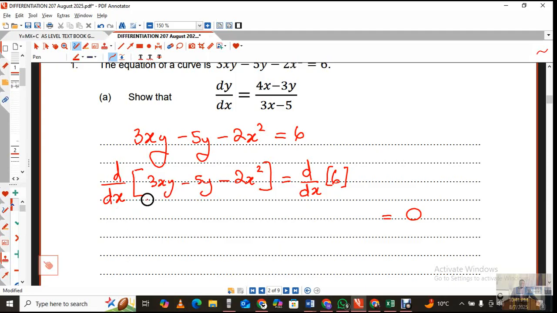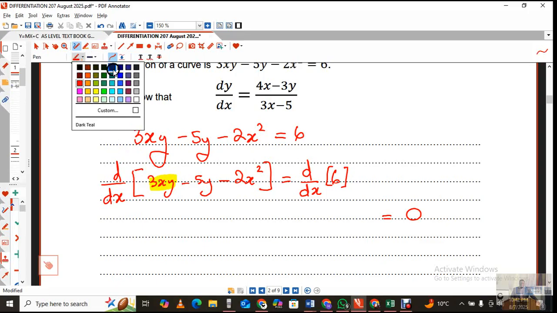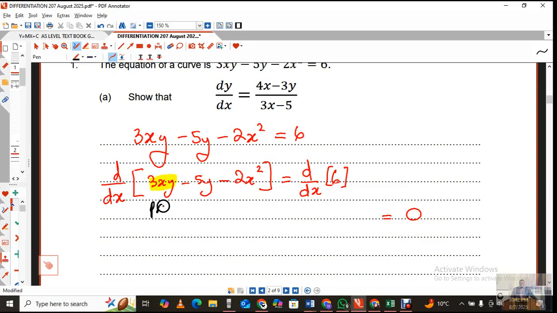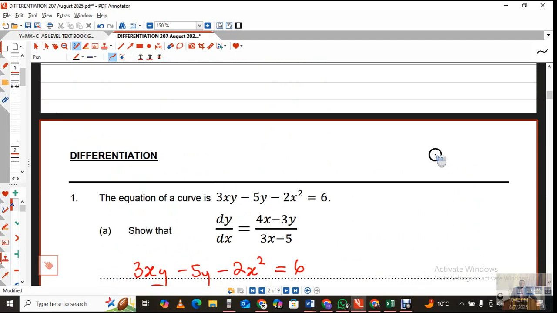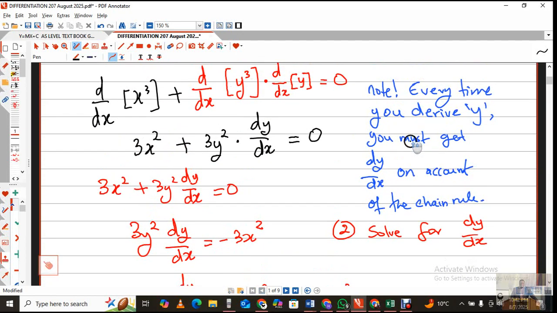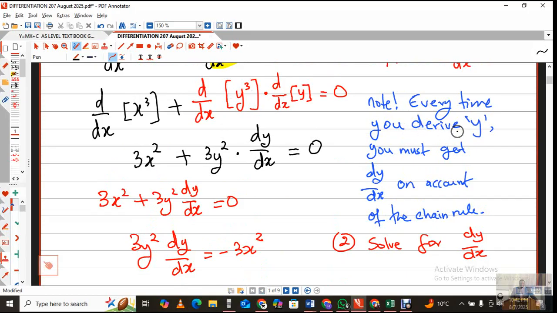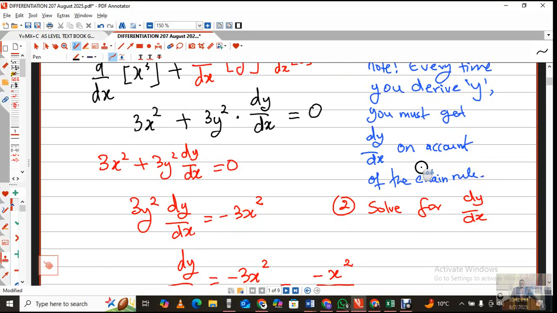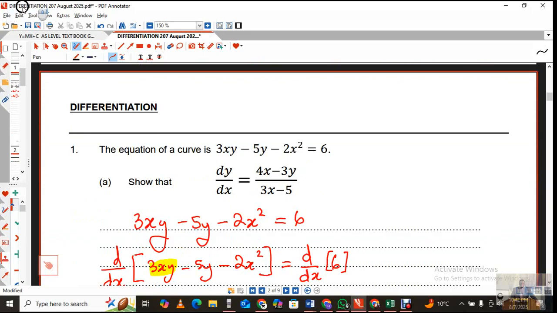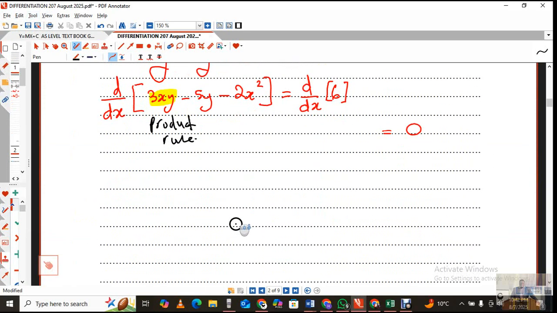So what you can do, and there are many ways you can do it, I will highlight here so that you can know. I'm going to apply the product rule. And remember, we said everywhere we have a y, you are going to attach dy dx to it. That first note that I was saying, every time you derive y, you must get dy dx on it. So let's continue then and do so.